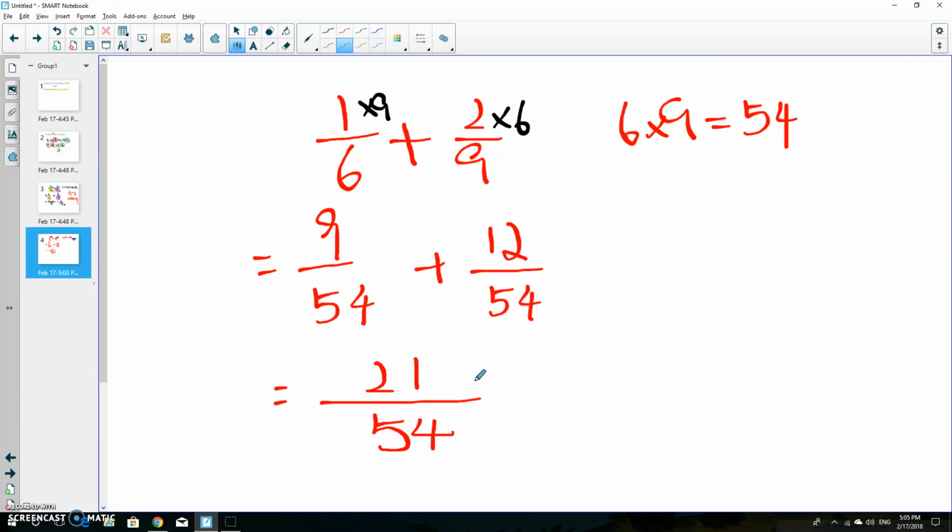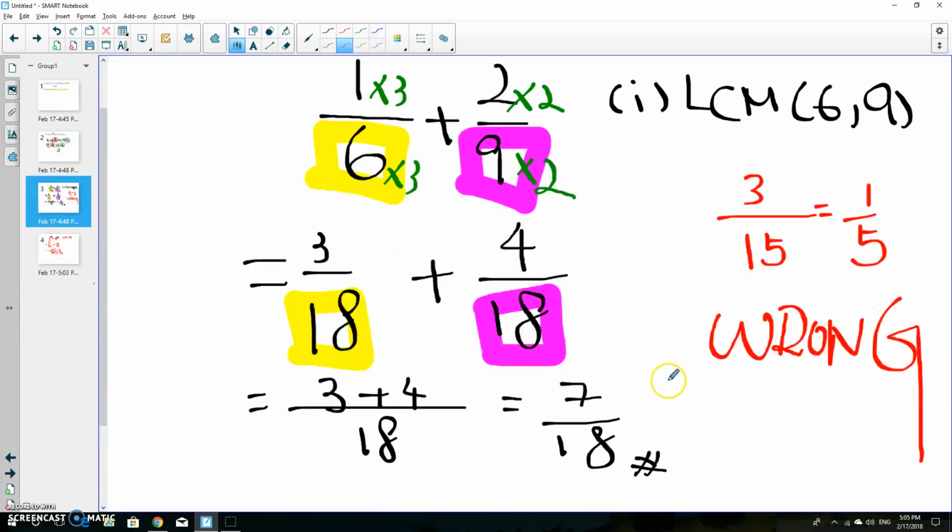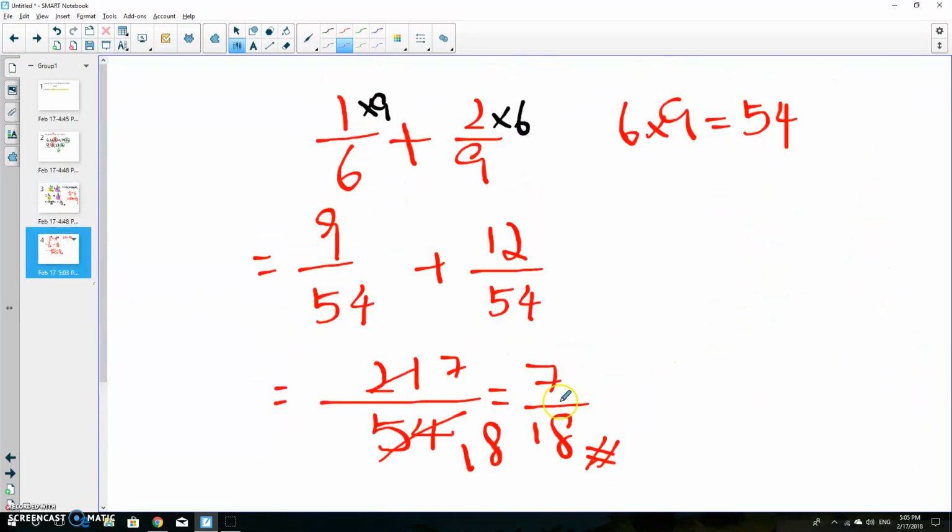However, this is not the most simplified version, so you still have to simplify it. You have to divide both things by 3, I suppose. If you divide by 3, you're going to get 7. If you divide by 3, you're going to get 18. So 7 over 18, and I think that's the same result. That's what we had. 7 over 18.